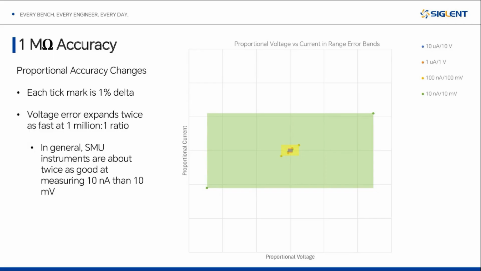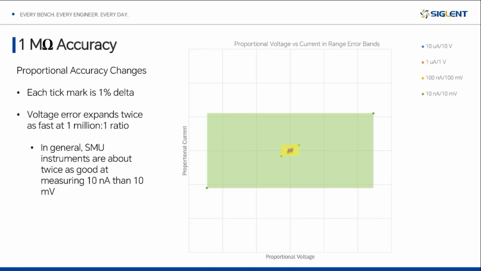The other thing worth visualizing here is the ratio, how this compares in voltage space and current space, because I think that's important to intuitively visualize how you want to test a device. If you chart these error bands out as a percentage of change, proportional voltage, proportional current, you find in general it's essentially a 1,000,000 to 1 ratio, so for each 10 nanoamps, you're looking at 10 millivolts.